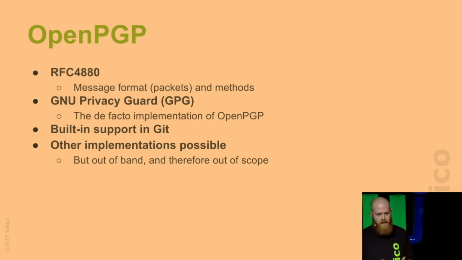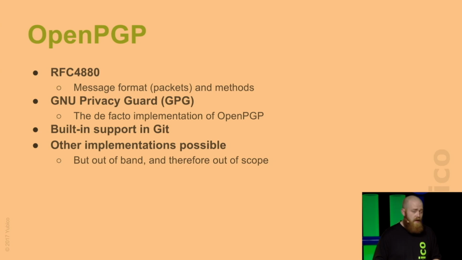OpenPGP, or Pretty Good Privacy, started out in the early 90s as a tool published by Philip Zimmermann, and was ostensibly used for private and confidential communications. And over time, it grew a lot of features, and the behavior of the tool itself got standardized. I don't remember when, but it ended up being codified in an RFC, which defines the supported message formats, the packets, and the methods for computing signatures and verifying them.